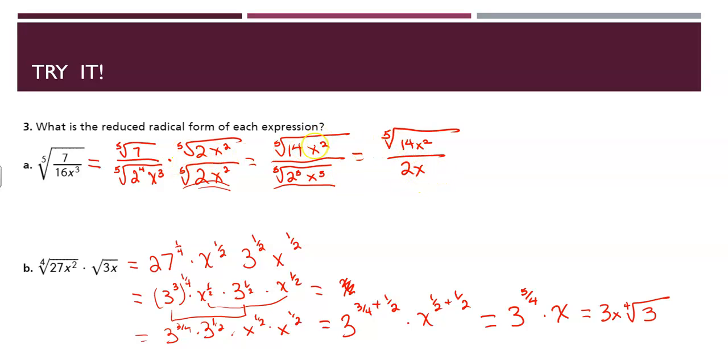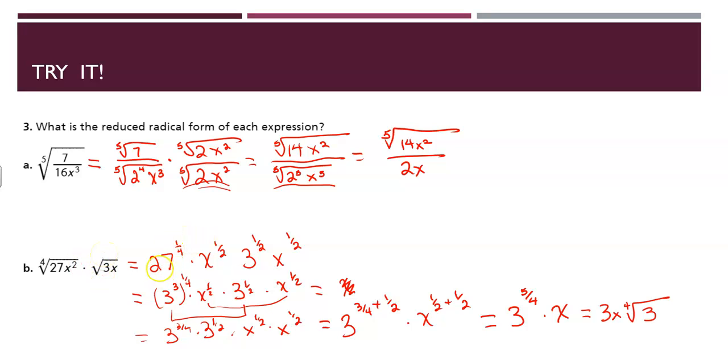And then the top one is pretty straightforward because they have the same indexes. I can just put everything under the same radical. And I can't simplify that anymore. This one is a little trickier again, kind of like that one, because the indices aren't the same. This is the 4th root and this is the square root.